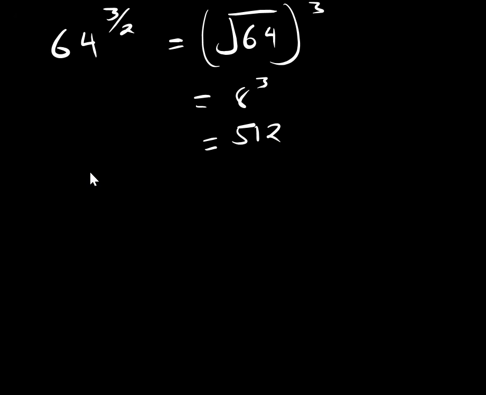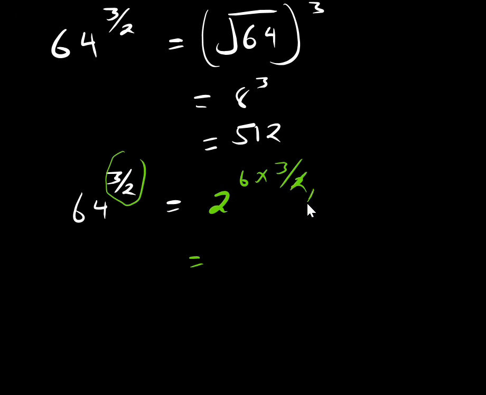You can use another method. You can say 64 raised to 3 over 2 can be, we write 64 in index form. You know that 64 can be written as 2 raised to power 6. Then multiplied by the power, it is 3 over 2. So you can see 2 by 2, 1, and 3 times 3 is 9. And therefore this is 2 power 9, which is 512. Therefore that is what we call fractional index law.